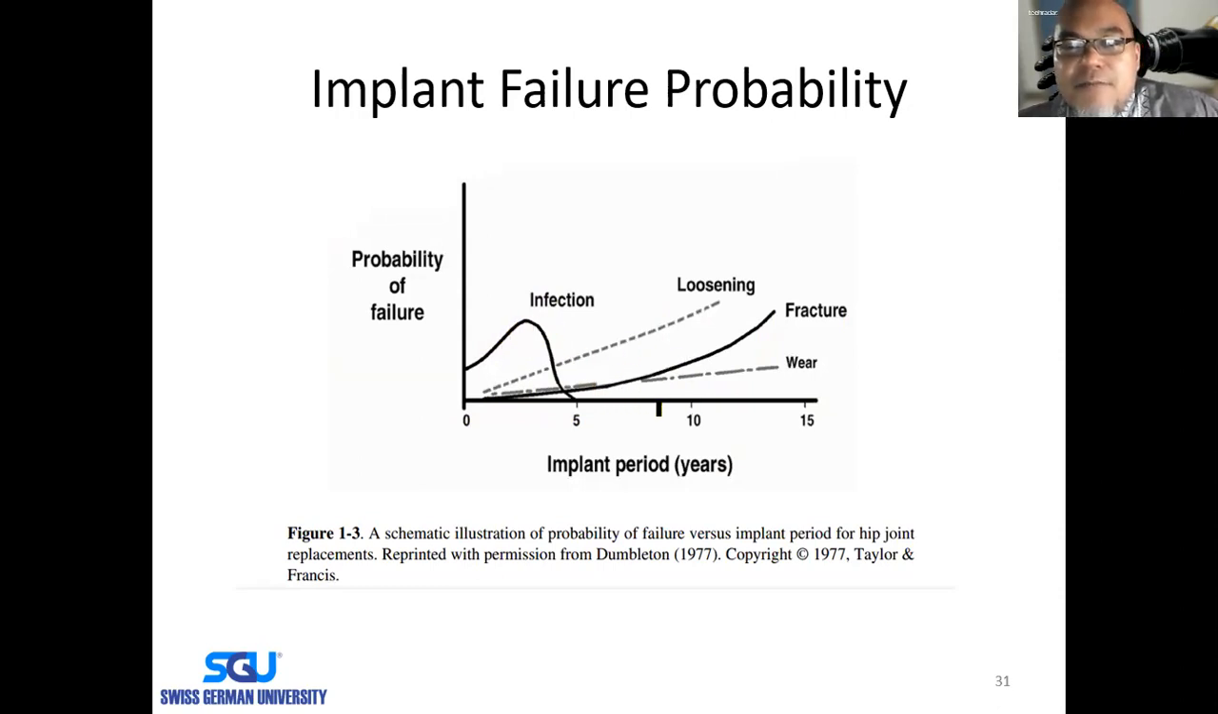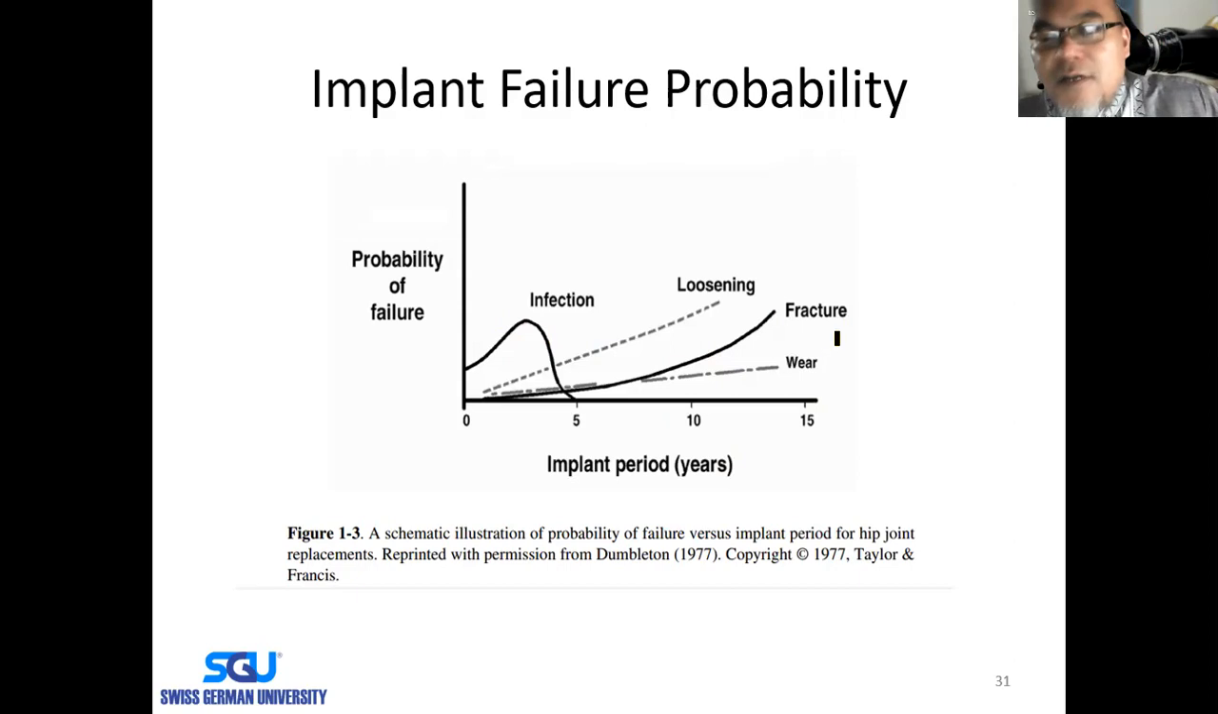After, for example, between 5 to 10 years, most failure is due to loosening, because there is no clear bonding or adhesion between the tissue and the implant. So the implant may loosen, and may move, sliding against the tissue. And this is not good as well, for example for a dental implant.